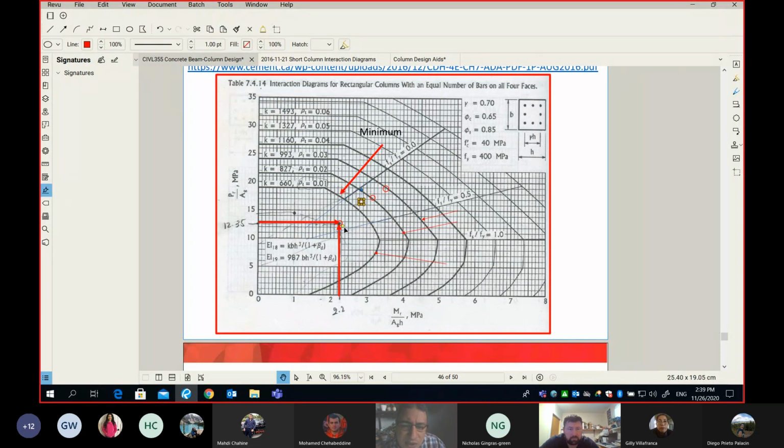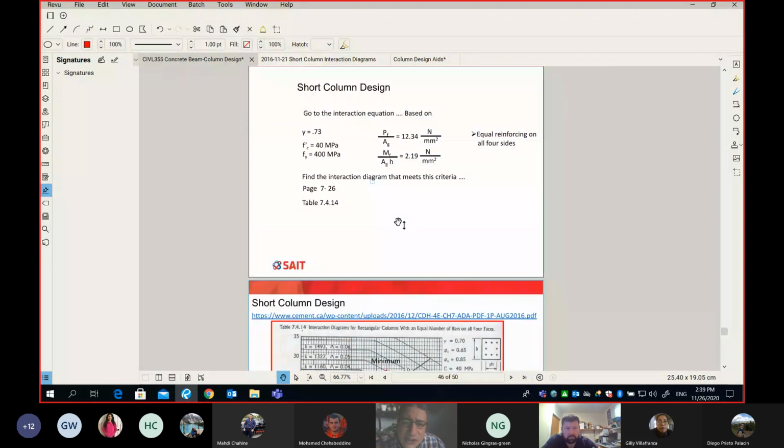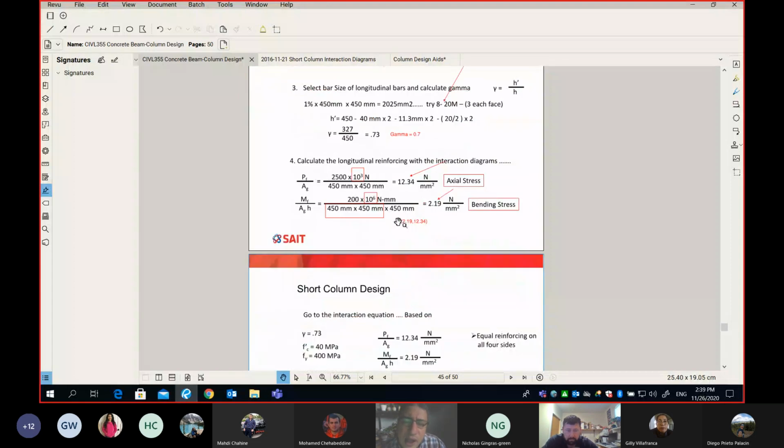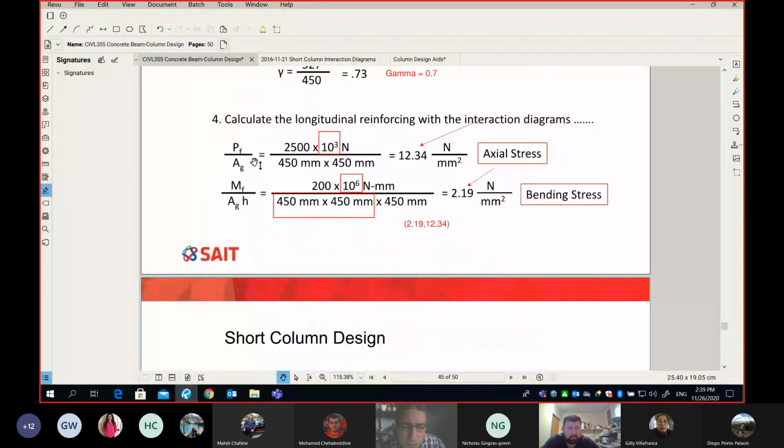Don't tell me I'm going to add 0.7 or 0.8. We need to add 1%. Are you following? So it's as simple as this: once you know which interaction diagram, you have to prepare two numbers. Number one is Pf divided by area gross, and take care of the units. Then you divide Mf by area gross by h, and you get another number. This creates a point on the interaction diagram that you have chosen, the right one.